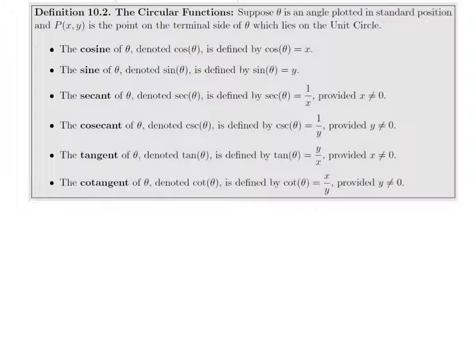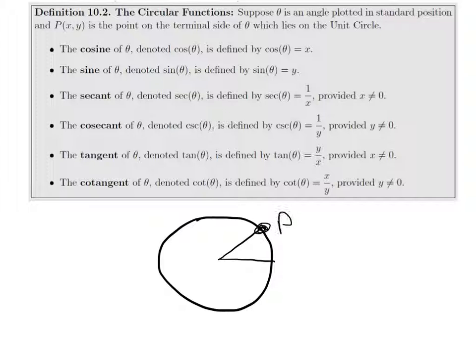So the 6 circular functions, supposing theta is an angle plotted in standard position, and P(x, y) is a point on the terminal side of theta, which lies in the unit circle. So we are on the unit circle, standard position. This is the point P, which is (x, y), and this is the angle theta. We already know cosine theta is x, and sine of theta is y.